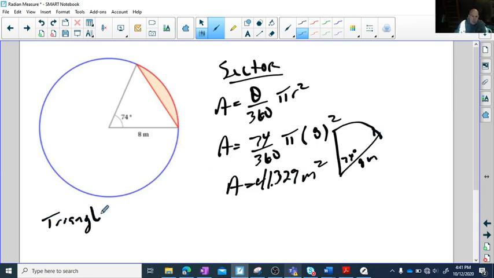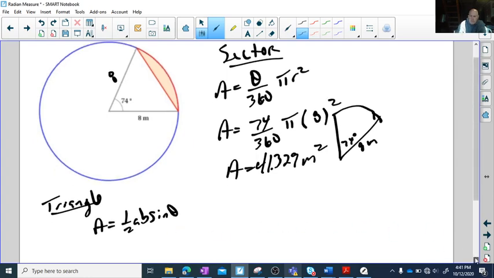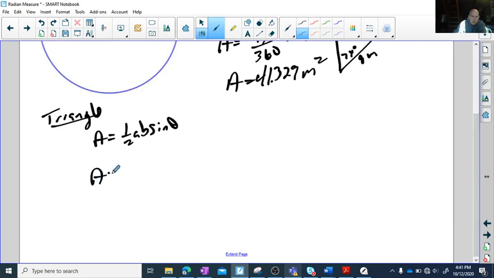So the triangle I want is this one, 8 by 8 with that angle in the middle. The area of a triangle is 1/2 AB sine of theta. So let's fill in our measurements. The area of this triangle would be 1/2. A and B are both 8, and the sine of the angle between them is 74 degrees.